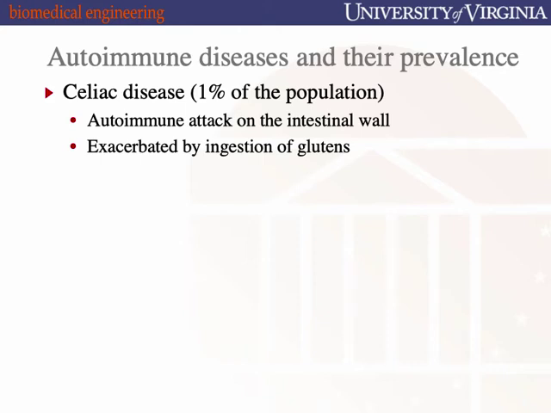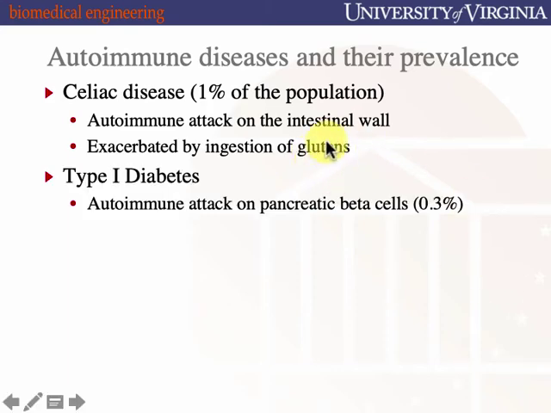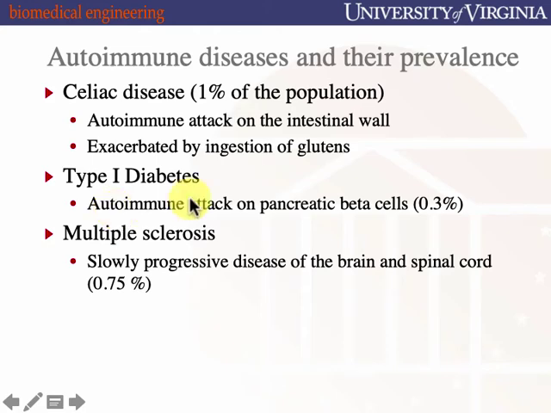None of these are in blue. These are all just other examples of autoimmune diseases and their prevalence. Celiac disease is an autoimmune attack on the intestinal wall, exacerbated by ingestion of glutens. Type 1 diabetes, we'll talk more in future lectures about type 2 diabetes, is an autoimmune disease. You've mounted an attack against your beta cells in the pancreas, and if you kill them, you can't produce insulin and you can't respond to sugar the right way.